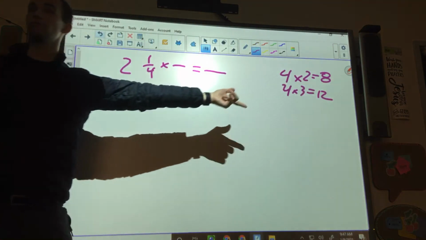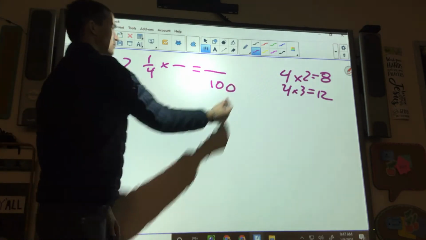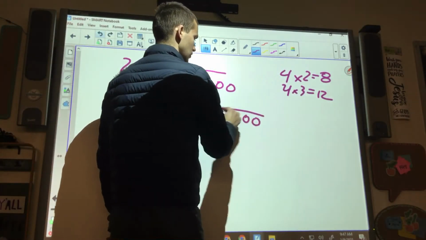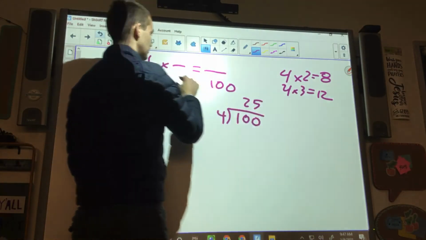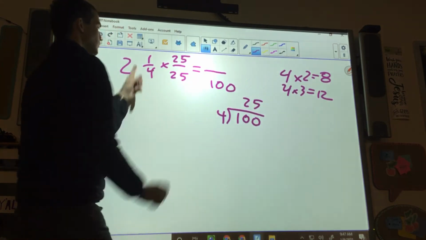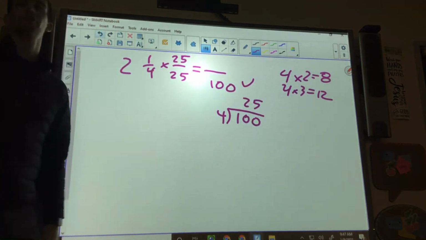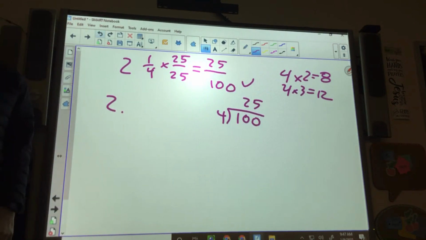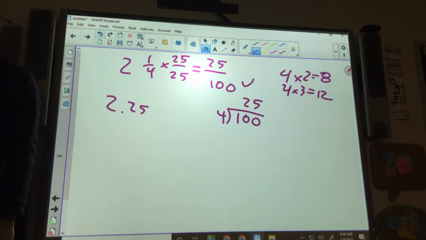So what are you going to have to do? You can't have 10 on the bottom here. You're going to have 100 on the bottom. 4 times what is 100? Or 100 divided by 4. If you're familiar with quarters, you should know the answer here. The answer is 25. 4 times 25 is 100. 1 times 25 is 25. So this fraction is 2 and 25 hundredths.